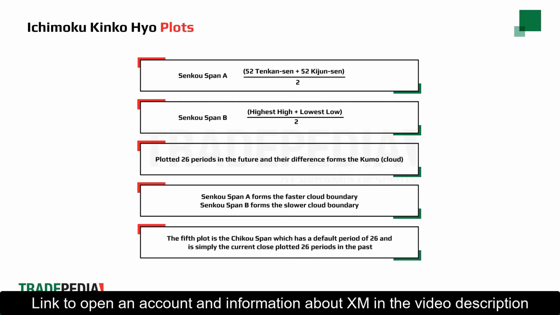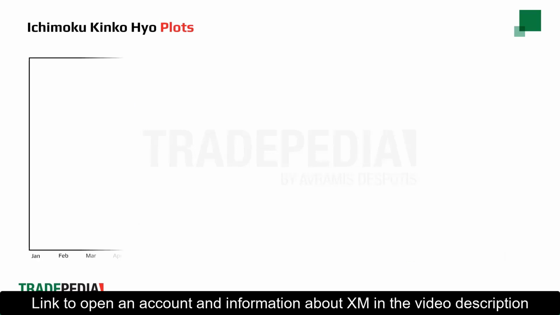The fifth plot is the Chikou span, which has a default period of 26 and is simply the current close plotted 26 periods in the past.